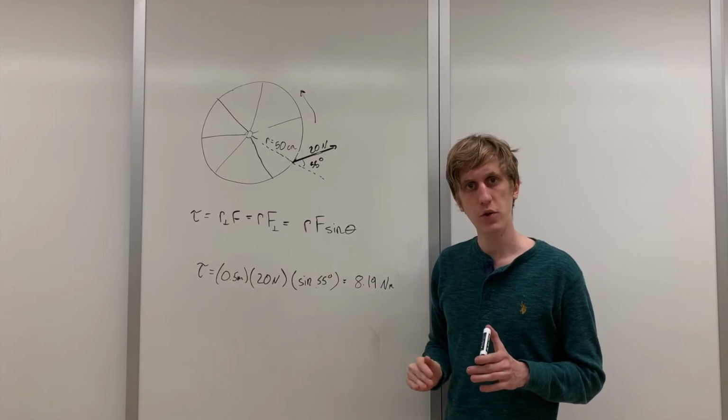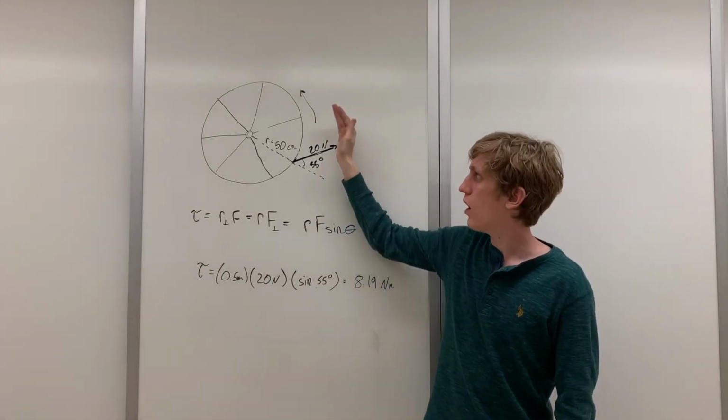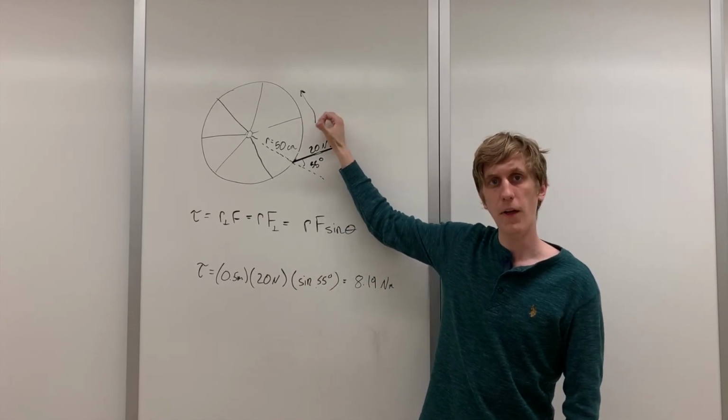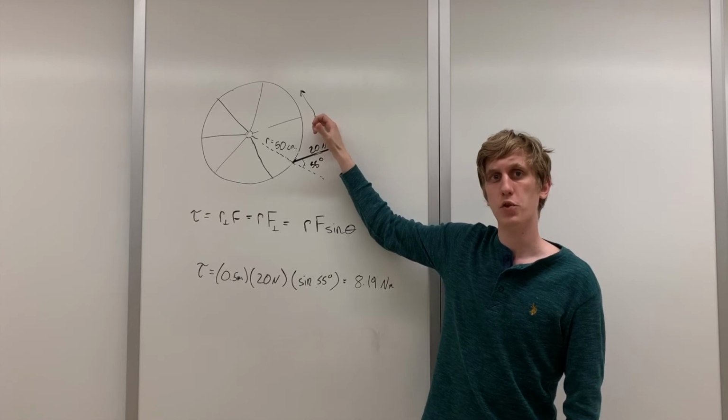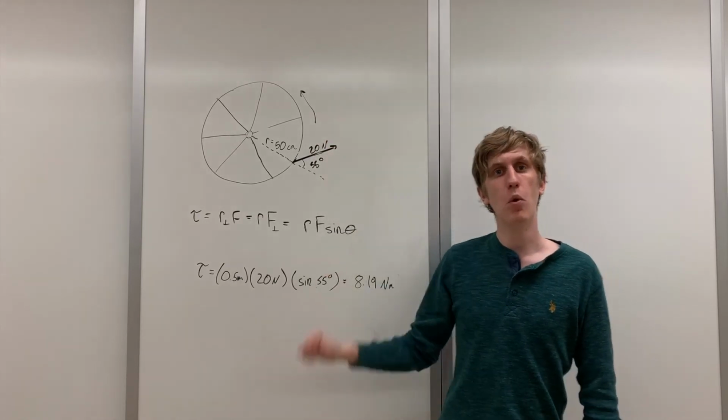So in order to find the direction of the torque, we take our right hand, curl our fingers in the direction of the rotation, and our thumb points in the direction of the torque. So the torque, in this case, points out of the board.